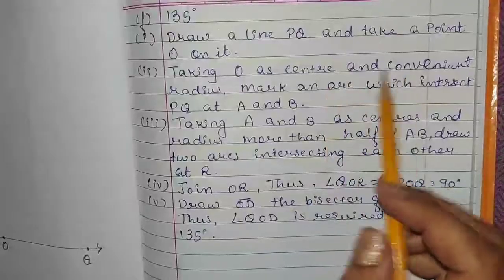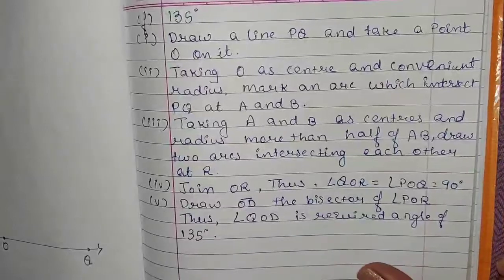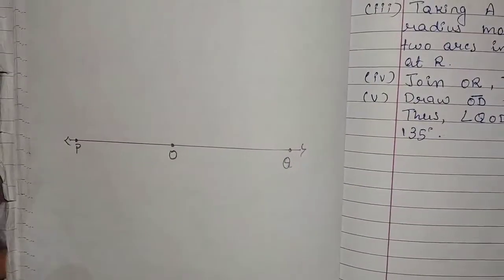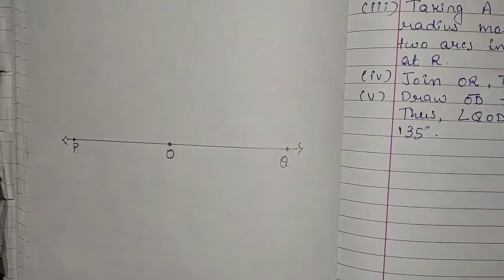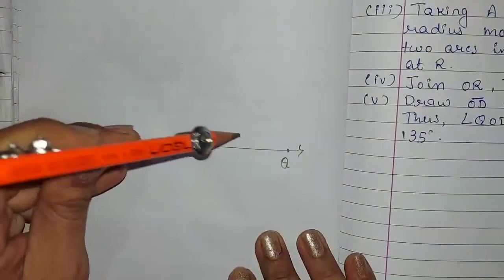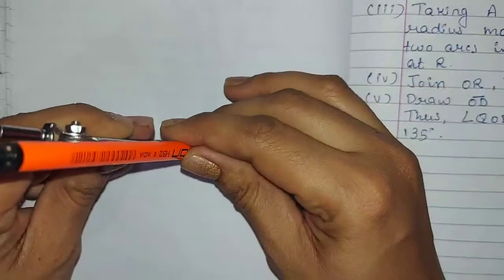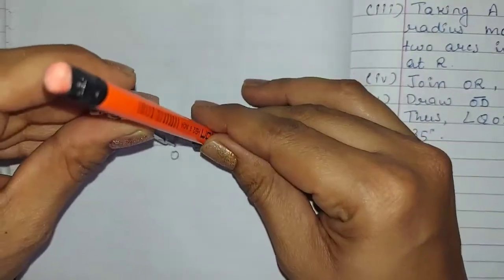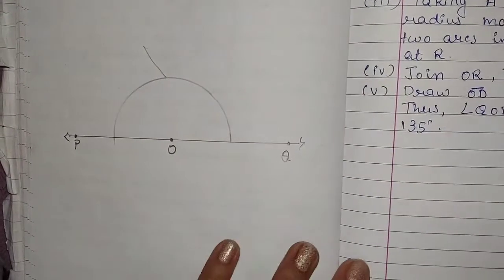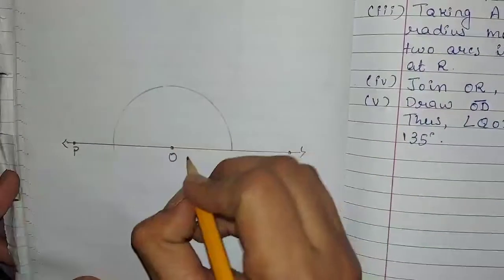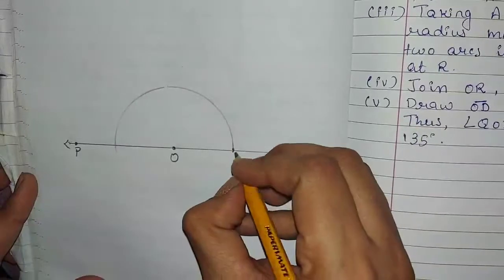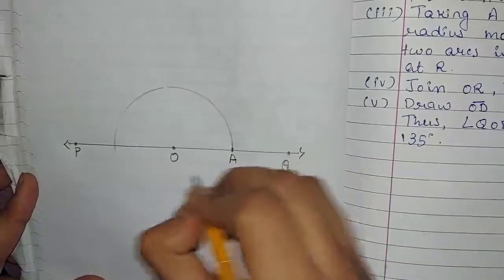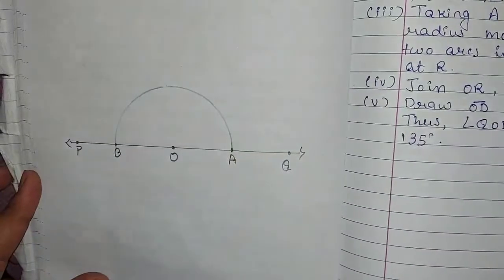Now let us see the next step. Taking O as center and a convenient radius, mark an arc which intersects PQ at A and B. So here we will take O as a center with a convenient radius and let us mark an arc which intersects both P and Q. So here we have taken this as our convenient radius. Here this arc's intersecting point is A and this one is B.